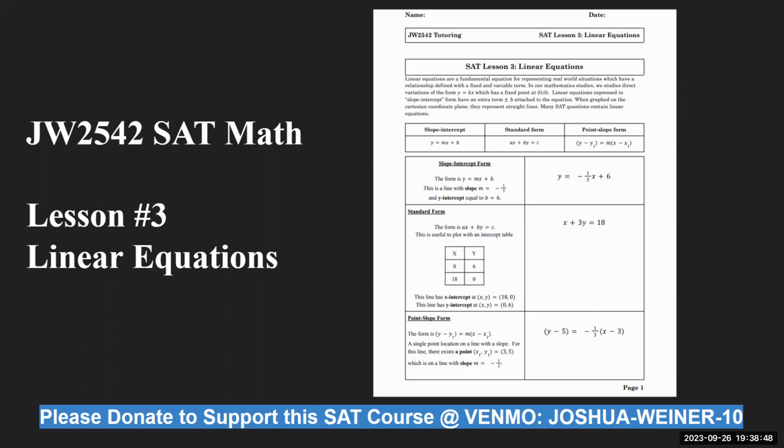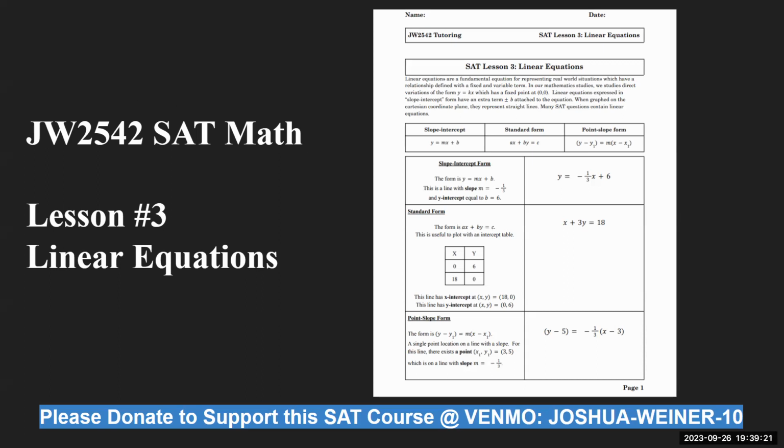Linear equations are a fundamental equation for representing real-world situations that have a relationship defined with a fixed and variable term. In our math studies, we study direct variations of the form y equals kx, which has the fixed point (0, 0). Linear equations expressed in slope-intercept form have an extra term, plus or minus b, attached to that equation, y equals kx. When graphed on the Cartesian coordinate plane, they always represent straight lines. Many SAT questions contain linear equations.